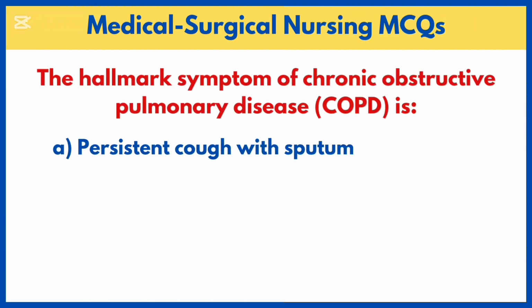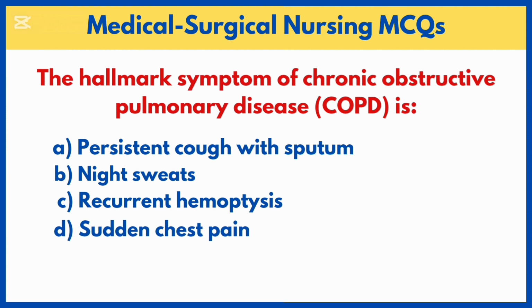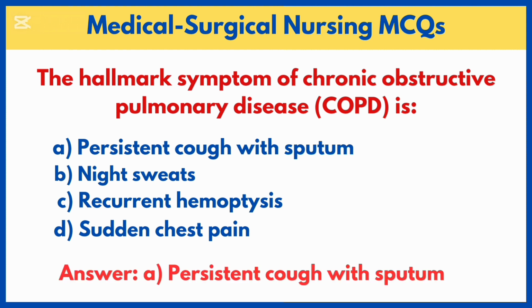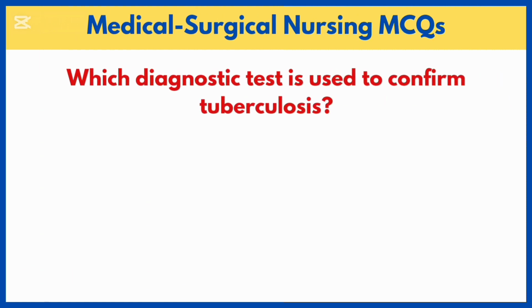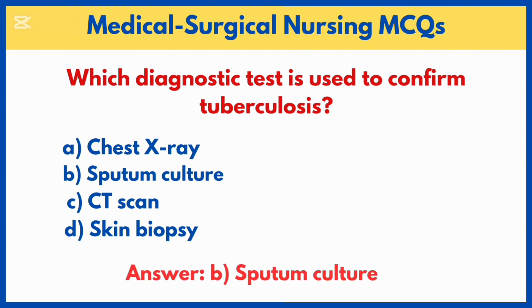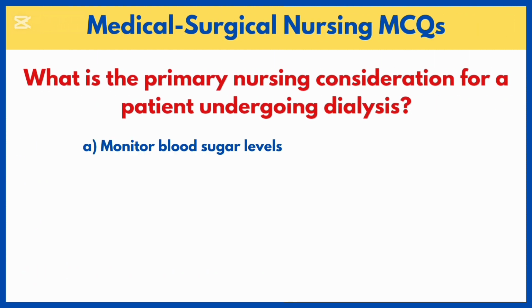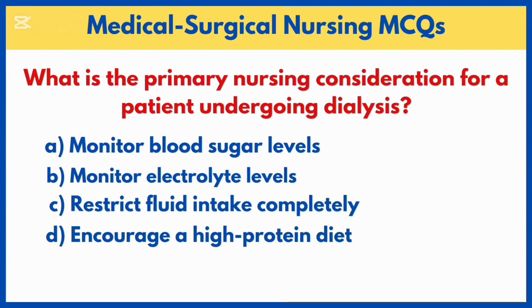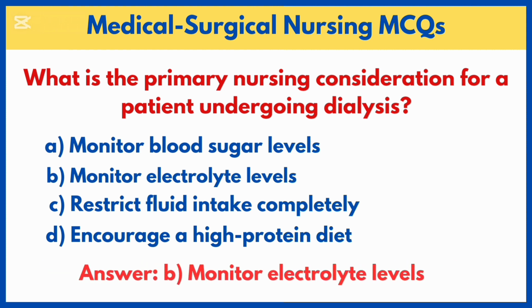The hallmark symptom of chronic obstructive pulmonary disease is. Correct answer is option A, persistent cough with sputum. Which diagnostic test is used to confirm tuberculosis? Correct answer is option B, sputum culture. What is the primary nursing consideration for a patient undergoing dialysis? Correct answer is option B, monitor electrolyte levels.